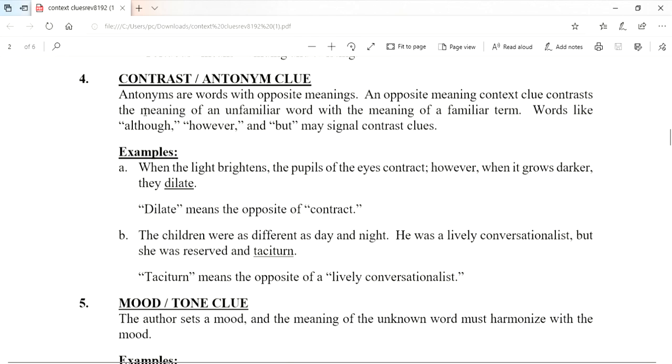I'll take it again. Antonyms are words with opposite meanings. An antonym, sorry, I have to take all this again.